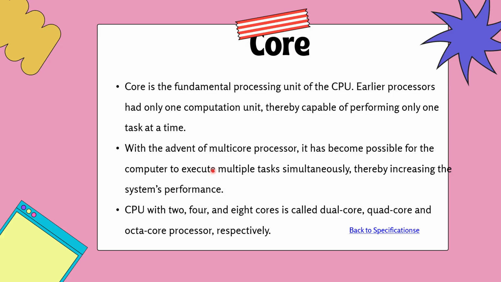Okay, so in multi-core processors, there are 2 core, 4 core and 8 core. A 2 core is called a dual core, a 4 core is called a quad core, and an 8 core is called an octa core processor. So the main advantage of having a multi-core processor is that the computer is able to execute multiple tasks simultaneously, so the system performance will be increased.